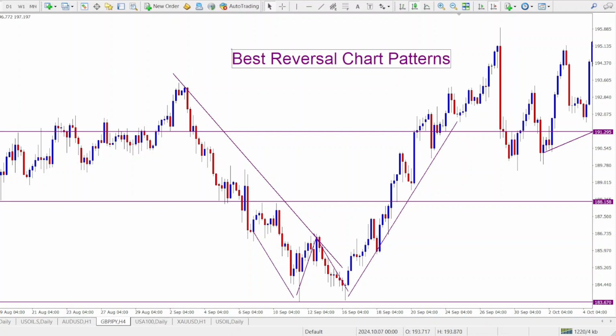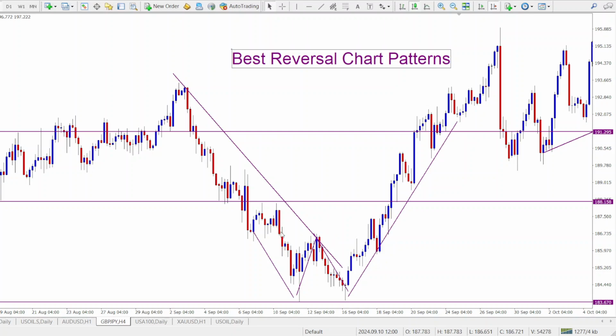Now you know what these patterns are, but how do you use them? The key is confirmation. Never trade based on a pattern alone. Always wait for additional signals like a breakout above or below key levels, or confirmation from indicators like RSI or MACD. For instance, if you spot a double bottom, wait for the price to break above the resistance level.